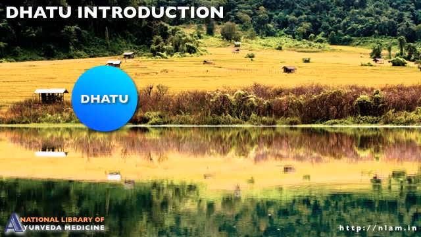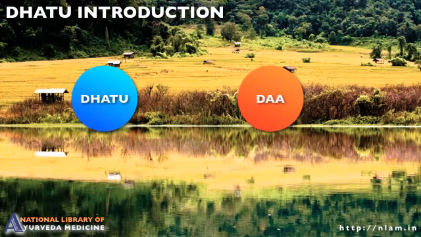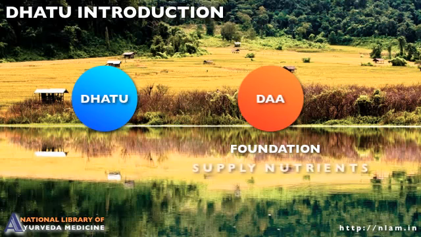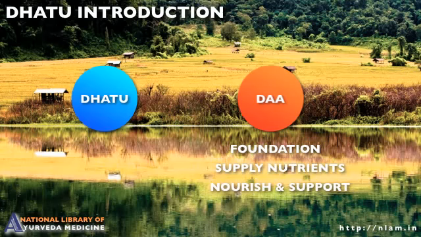Dhatu is derived from the root word dha, which means foundation or that which bears. It is thus said to be the basis of growth and survival. In terms of the human body, dhatu is described as the functional entities or tissues which nourish the body and support it. Modern medicine describes the body as a network of interconnected systems.